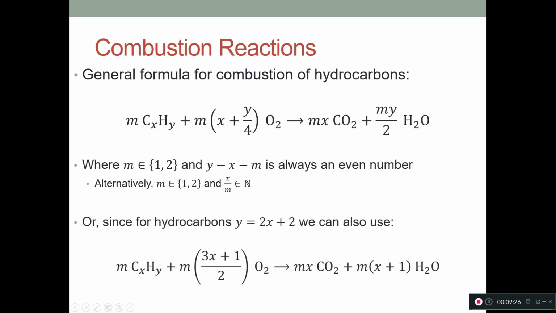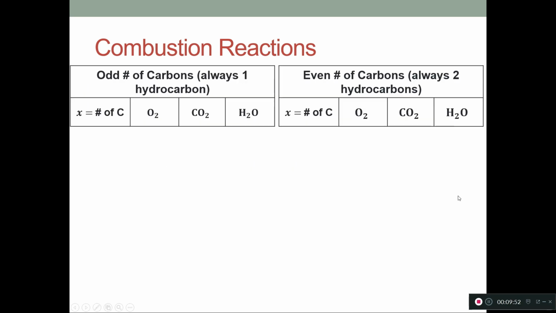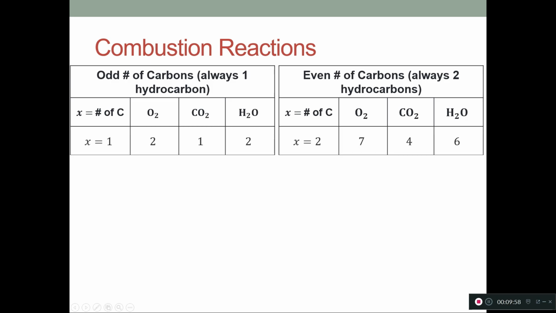We can also use the fact that for hydrocarbons, Y, the number of hydrogens, is equal to 2X plus 2. We can also use this right here, where this is all in terms of just M and X. And we can see where this comes from by looking at the numbers here. So the number of carbons is odd there on the left, and even on the right.